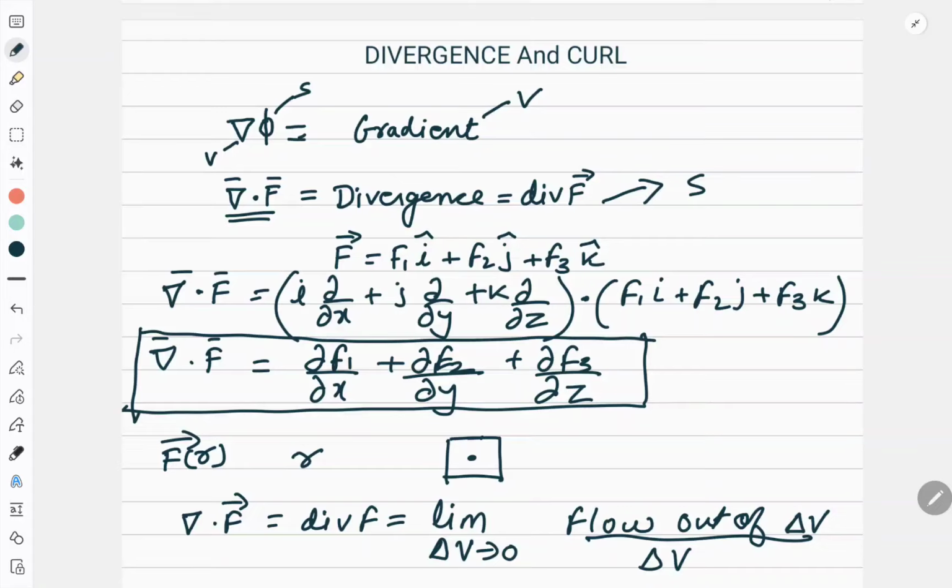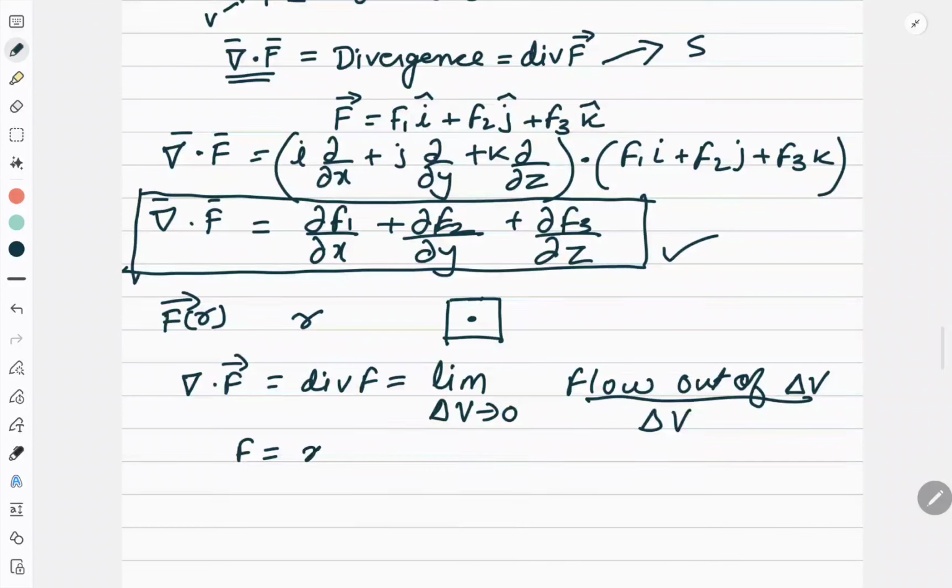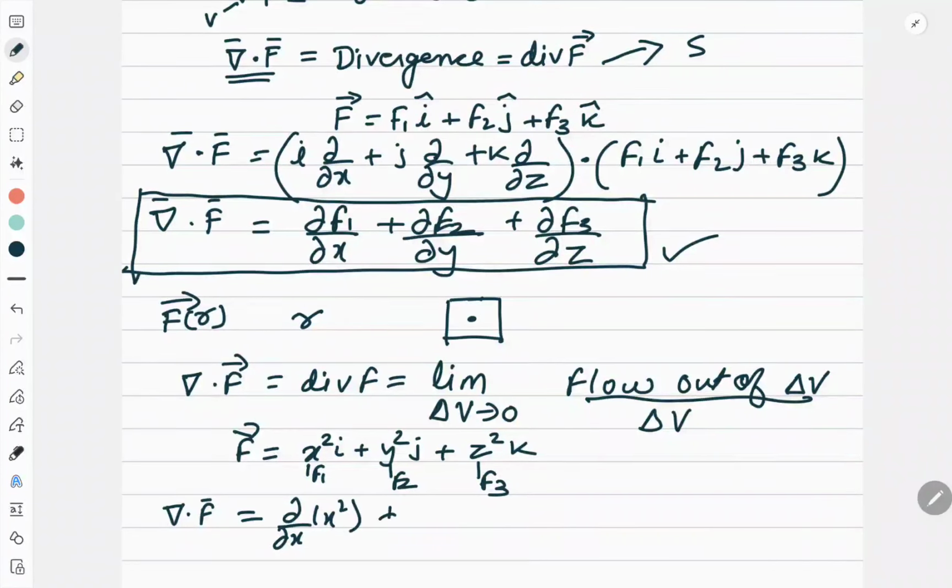While doing questions, it is very simple. You just have to evaluate this. For example, if I am giving you f is equal to x square i plus y square j plus z square k. So this is your f1, this is your f2, and this is your f3. So what will be the divergence? Divergence of f will be equal to dou by dou x of x square, plus dou by dou y of y square, plus dou by dou z of z square, which is equal to 2x plus 2y plus 2z. Correct?